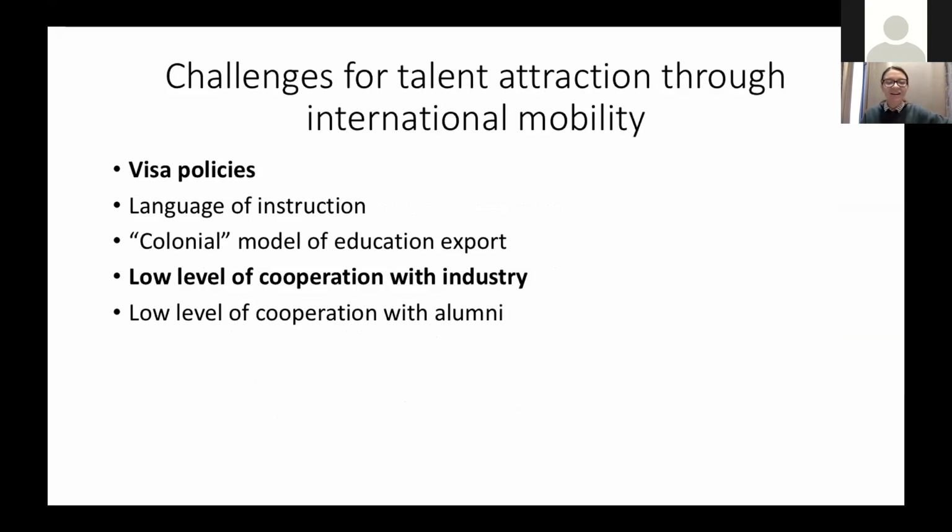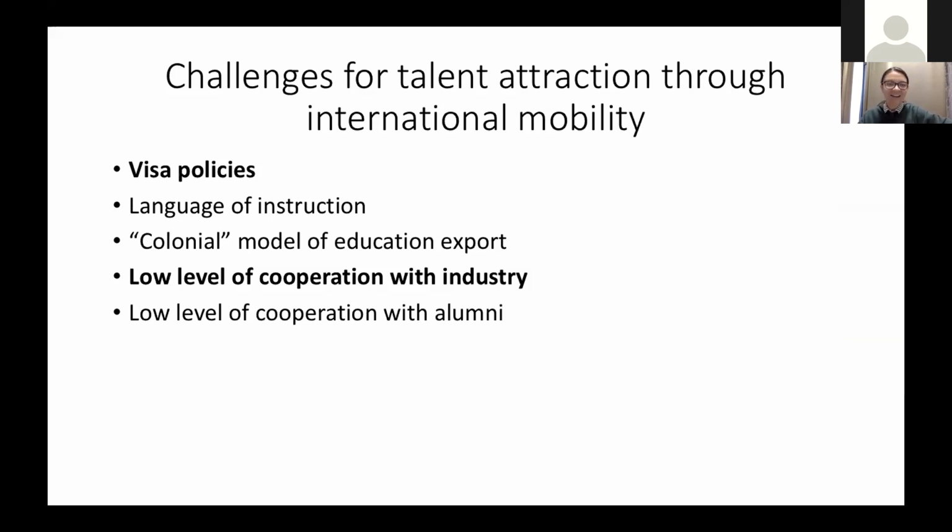However, there are also challenges for talent attraction through international mobility. First of all, those are visa policies. This is one of the most challenging barriers so far, as visa policies in Russia do not allow students to work during their studies. They do, however, the procedure of getting a work permission is very complicated. It takes a lot of commitment from the employer, and therefore it's not a very widely spread practice.